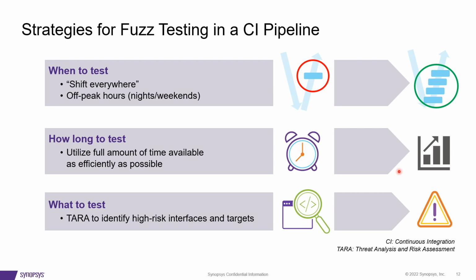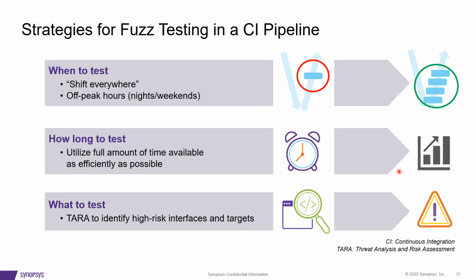The first question is on when to test. The important thing here is we want to test as often as possible, as much as possible. So "shift everywhere" is really the key phrase, making sure that fuzz testing occurs as often as possible when it's available. Examples include off-peak hours. You can perform testing during nights. You can perform testing over weekends. So make sure that you use any time available to perform testing.